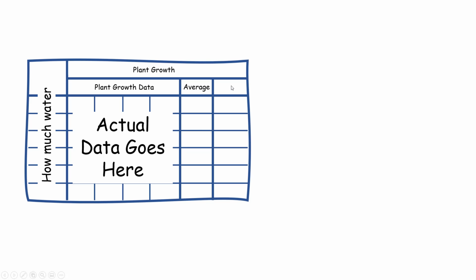Now the next column I want is, I want to use standard error over here. So standard error tells me what was the spread of my data. Did all the plants grow the same amount, or was there a wide spread in how much they actually grew? So that's the table that I want to design in Excel.